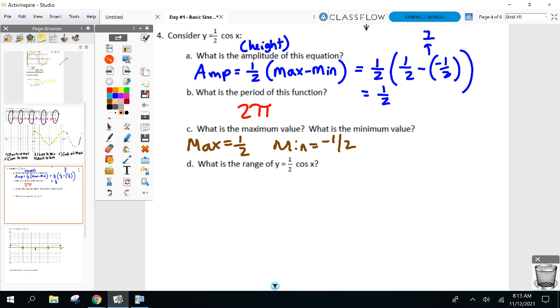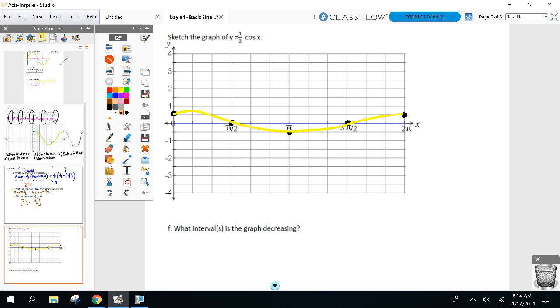Range. You kind of already have it written up there, don't you? What are the y values going from? Negative 1/2 to 1/2, yeah. In brackets, because it's included, negative 1/2. It's min to max, sorry, min to max. That should be a bracket. Min to max. All right.